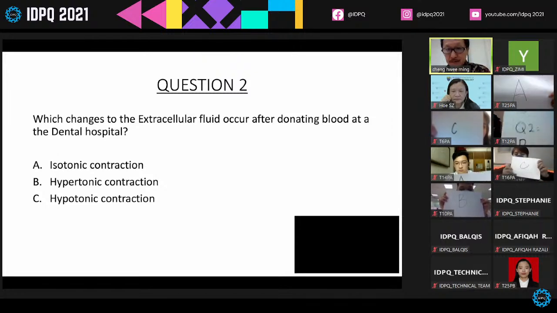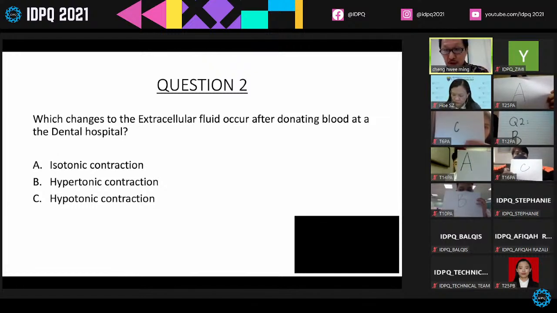Okay, thumbs up. You are donating whole blood, so there should not be any change to the osmolarity in the ECF. So the expected answer is an isotonic contraction. Answer should be A. So keep your answer up. Team 25, correct, A. Team 6, wrong. Team 12 is wrong. Team 14 is correct. Team 16 is wrong. And Team 10 is wrong.